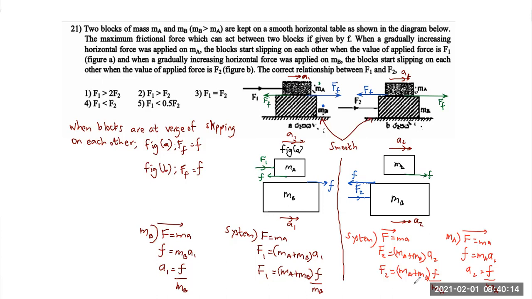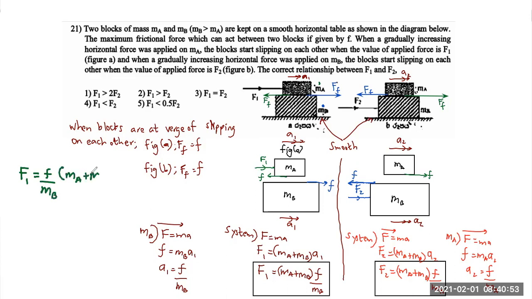Right. So these are the two equations we have acquired. Now, I'll just highlight them. This is F1 and this is F2. So by the looks of it, you should be able to understand MA plus MB into F is common for both, right? It's common for both. And for F1, we have MB as the denominator, for F2, MA as the denominator. Then what will be the comparison? Never mind, I will quickly write that again and do the comparison. F1 equals F over MB into MA plus MB, F2 equals F over MA, brackets MA plus MB.